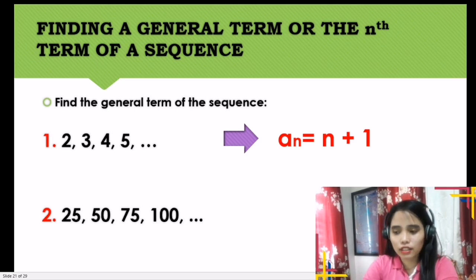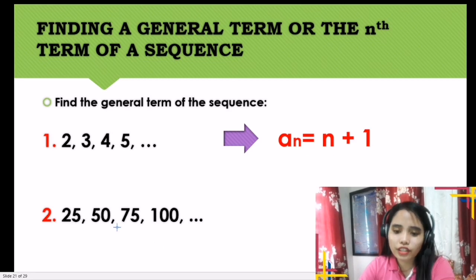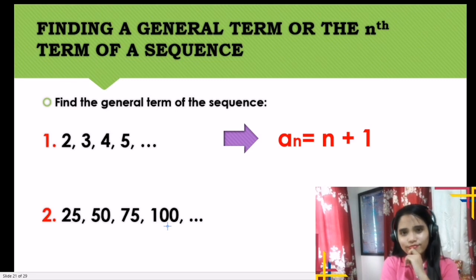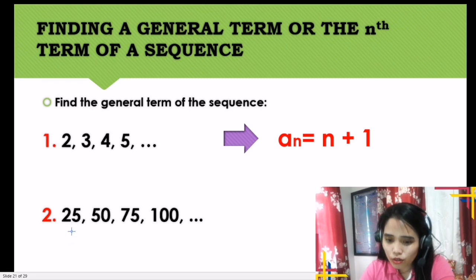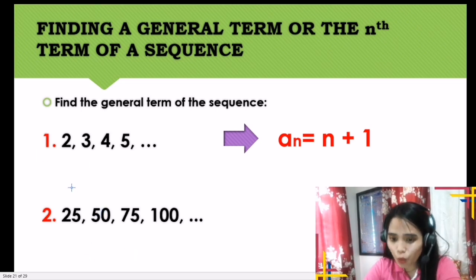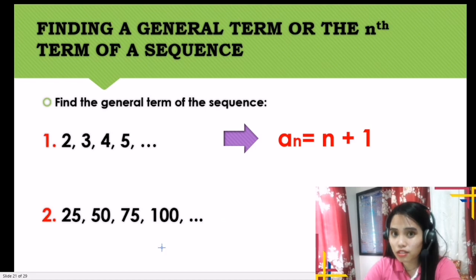Okay? So, here: 25, 50, 75, and 100. So, what could be our pattern here? That's right. 25, right? So, 25, 25, and 25. How about that? n plus 25 again. n plus 25, just like number 1. So, let's try. If our n is 1, 1 plus 25 is 26. Is there a 26 in the sequence? None, right?